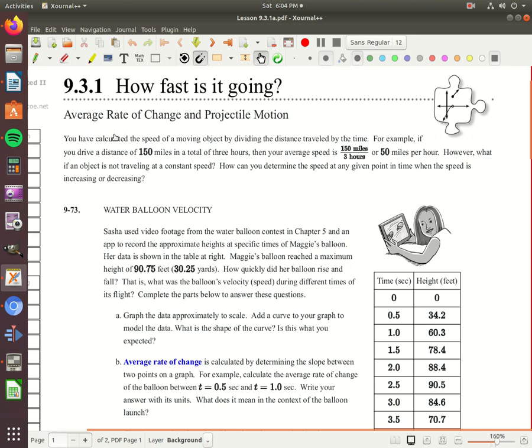So how fast is it going? Average rate of change in projectile motions. Essentially, we're just going to divide the change in y by the change in x. That's really what this whole video is about.